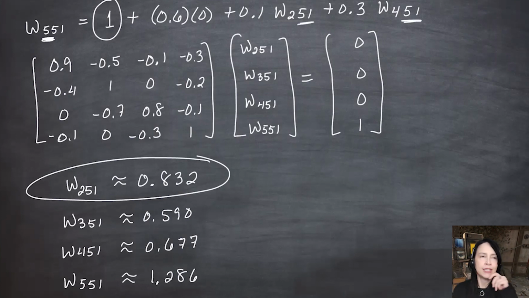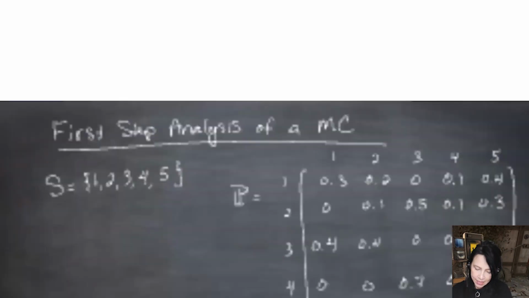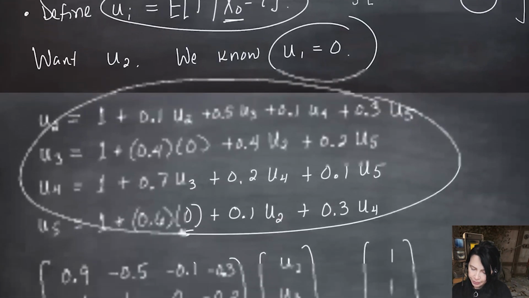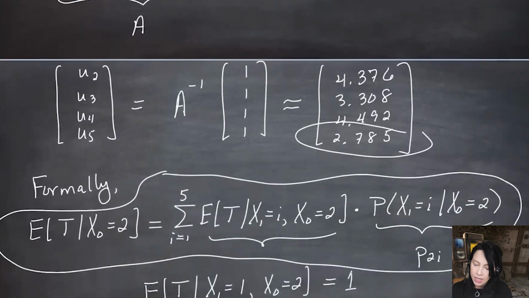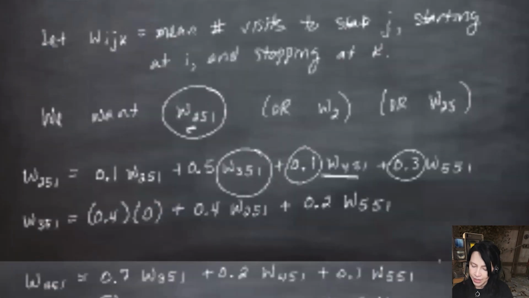However, if you were to compute this again, let's see, we're starting at 2 and we're stopping at 1. And in question 1, we determined that it's going to take on average 4.376 steps if you start at 2 and stop when you hit 1. Along the way, we could count hits on 2, 3, 4, and 5. We can't really count hits on 1. There's only going to be 1 hit on 1 because we're stopping. So this 4.376, let me bring that down here.